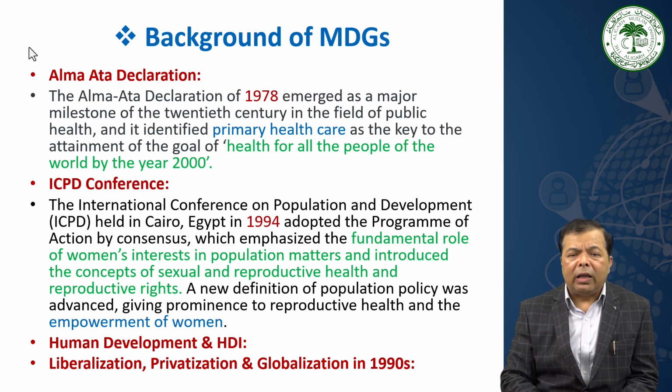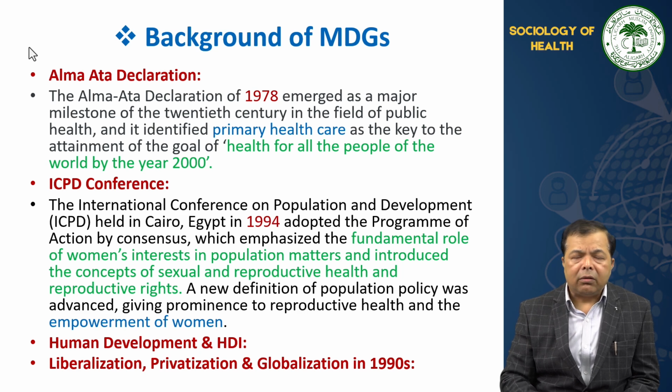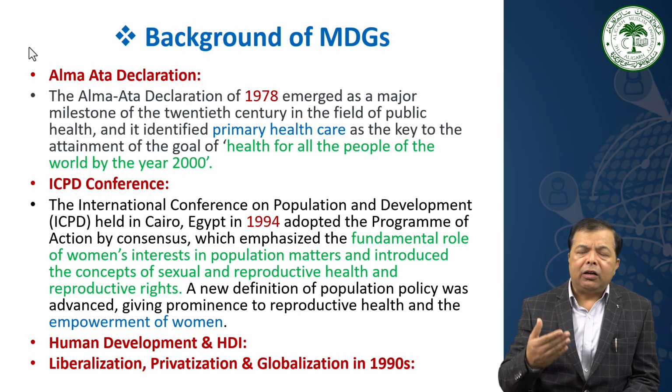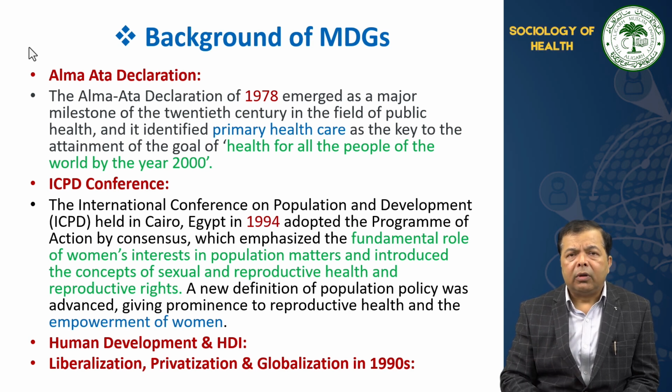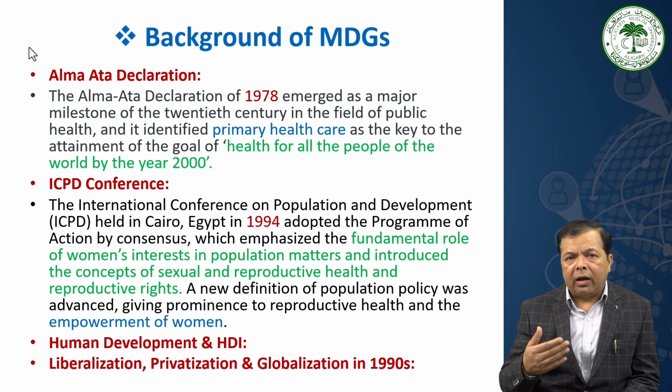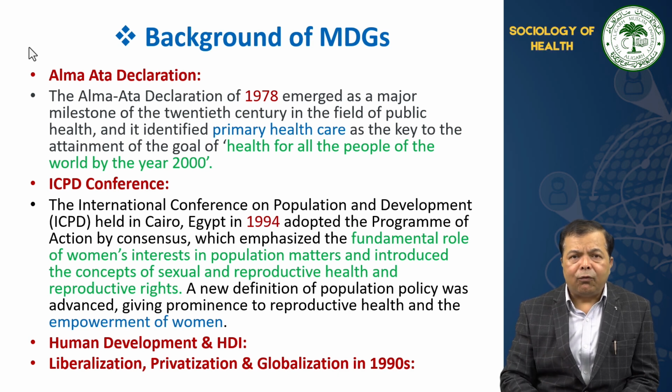Then two other things also happened. One is the Human Development Index, and the other is liberalization, privatization, and globalization that the world witnessed in the 1990s. So human development, we talked about that it was a new approach and it included the health related outcome, right? The health outcome of people, and that was basically expressed in terms of life expectancy. So this was the third important component.